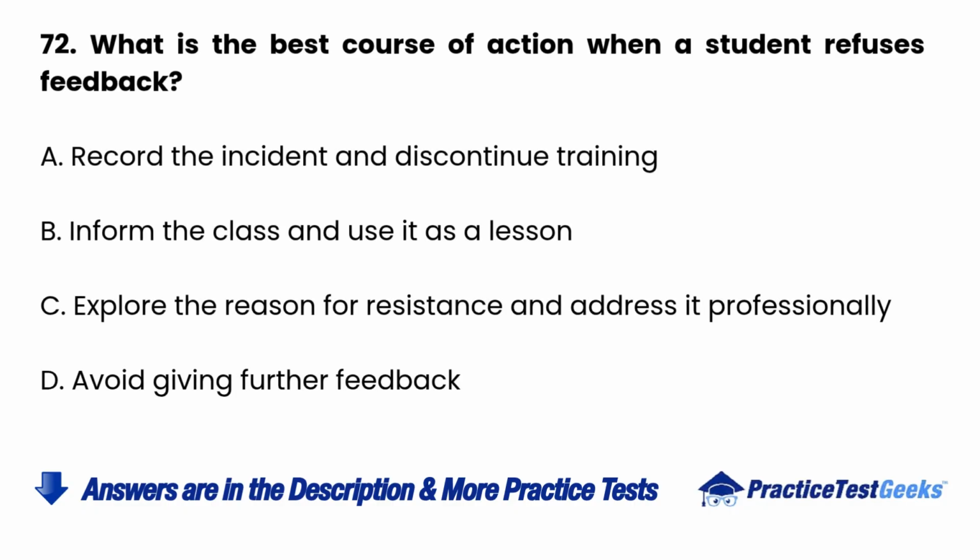72. What is the best course of action when a student refuses feedback? A. Record the incident and discontinue training. B. Inform the class and use it as a lesson. C. Explore the reason for resistance and address it professionally. D. Avoid giving further feedback.